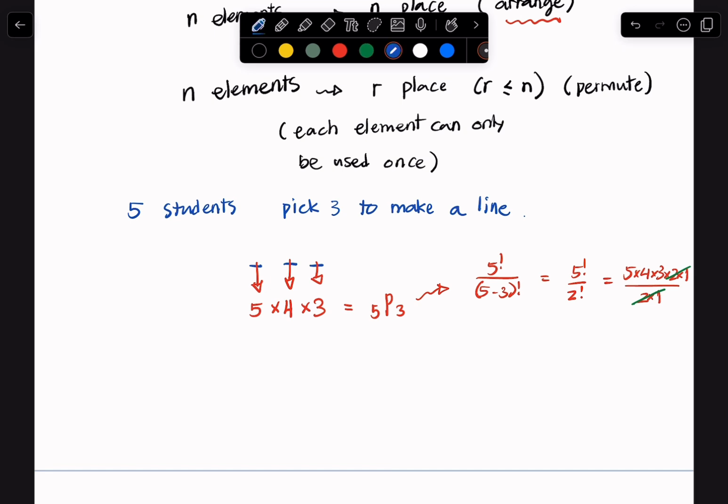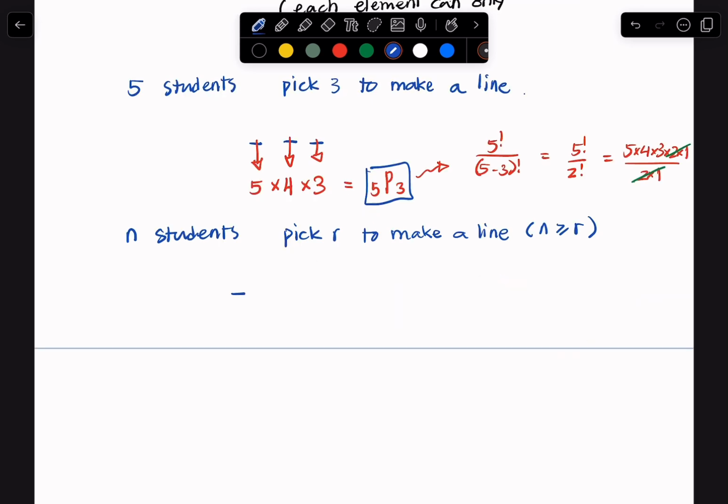So you can see that here I have 5 students. I want to pick 3 of them. I just use 5P3. Is that a coincidence? Well, let's check it in a general case. So this time I'm gonna have n students, and I'm gonna pick r of them to make a line. And we know that n is a number that's greater than or equal to r.